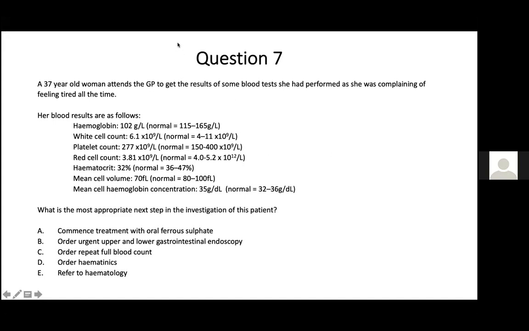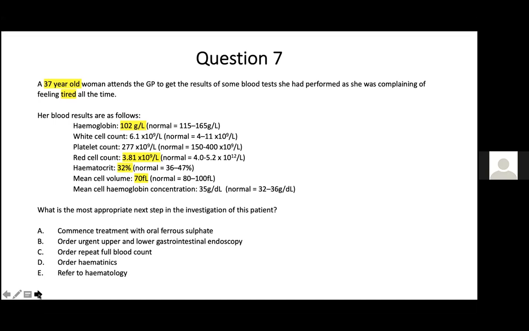Lovely, thank you for answering. So what have we got here? We've got a young woman, 37 years old. She's had some bloods done because she is feeling tired. And what are the key things we're homing in on here? So she's anemic, her hemoglobin is low, her red cell count is low, her hematocrit is low, and she has a reduced mean cell volume, but her mean cell hemoglobin concentration remains normal.